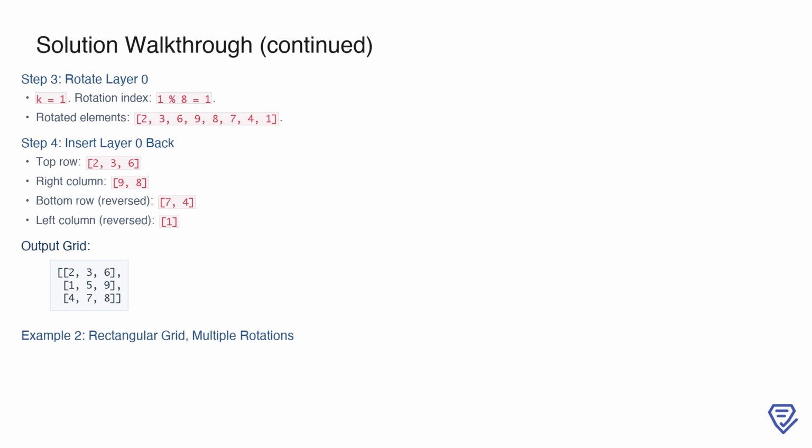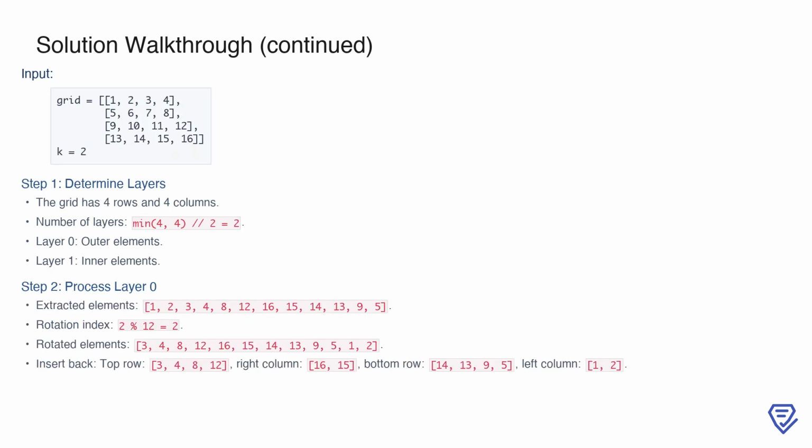Now we can move on to a rectangular grid and multiple rotations. In this example, we are dealing with a 4x4 grid and rotating it by 2 steps. First, we determine the number of layers. With 4 rows and 4 columns, the number of layers is min(4, 4) // 2, which equals 2. The outermost elements form layer 0, while the inner elements form layer 1.